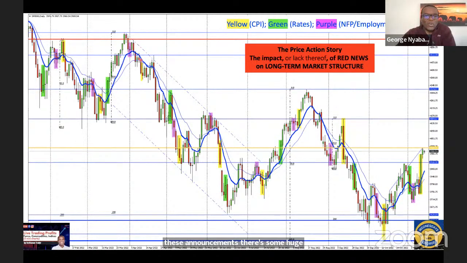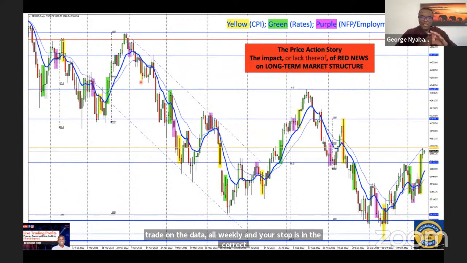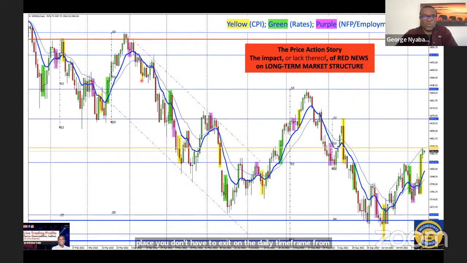But if you're looking at the long-term structure, it's not changing much, which means if you are taking a trade on the daily or weekly and your stop is in the correct place, you don't have to exit on the daily time frame from your trades. You have to rely on your stop. Of course, intraday, in the day, a lot of things can happen. That's a completely different story.